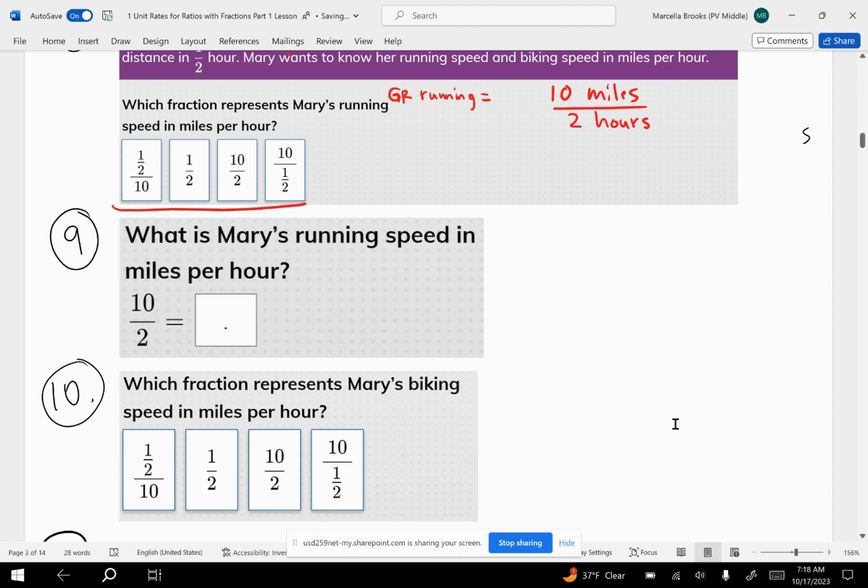This one, you don't even have to do all the work for. You can just type 10 over 2 in your calculator. Remember, 10 over 2 means 10 divided by 2. And see what you get. And your label is going to be miles per hour.